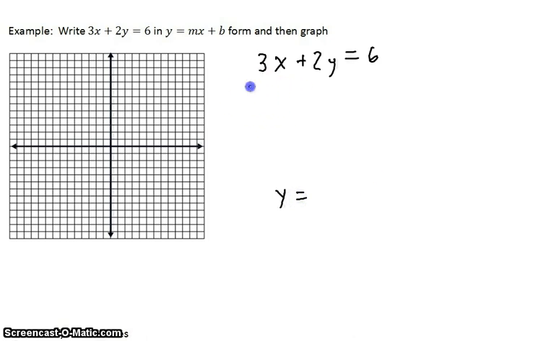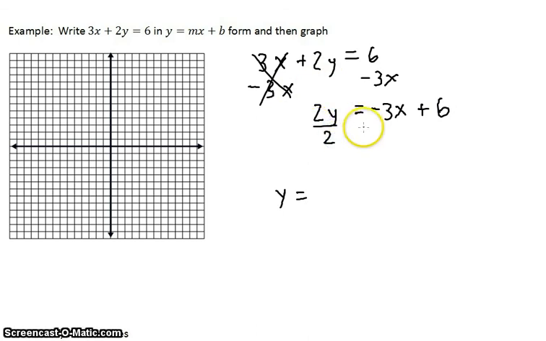So the way I'm going to do this, I'm going to first subtract 3x from both sides. So that's no longer on this side. And on this side I'm left with 2y, and on this side I can't combine these two things. So what I'm left with is negative 3x plus 6. Now I haven't solved this for y yet. So in order to solve this completely for y, I have to divide by 2. And if you're going to divide one thing by 2, you have to divide everything by 2. It's a rule of equality. You divide one thing, you have to divide everything.